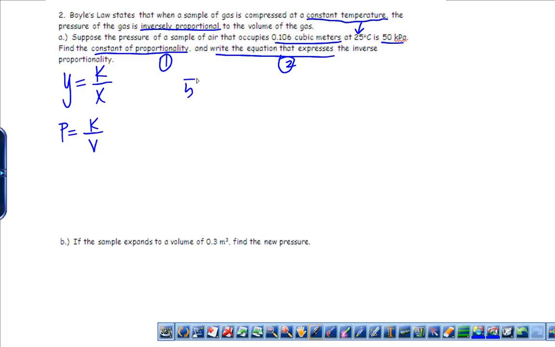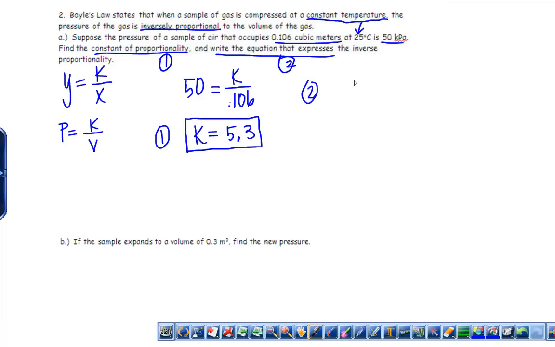So that's going to give us 50 equals K over the 0.106, and I've got to multiply to solve for K, so K is 5.3. That's our constant of proportionality. That's the first part. Second part, we just have to find our equation, so that's just plugging it back in. So P is equal to 5.3 over our volume.